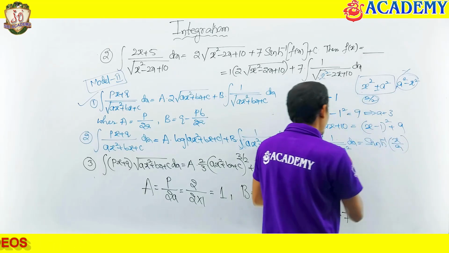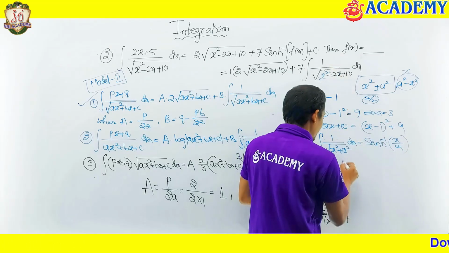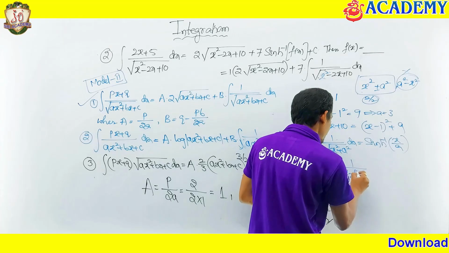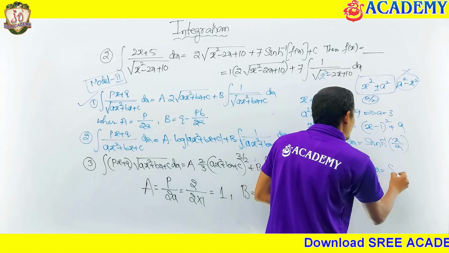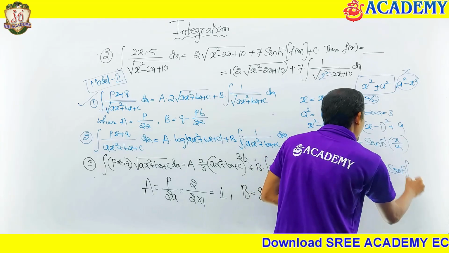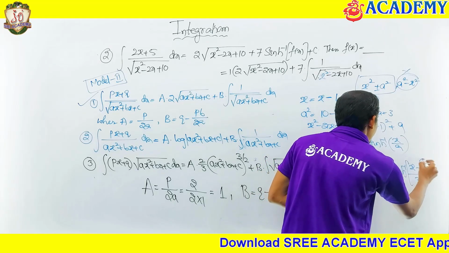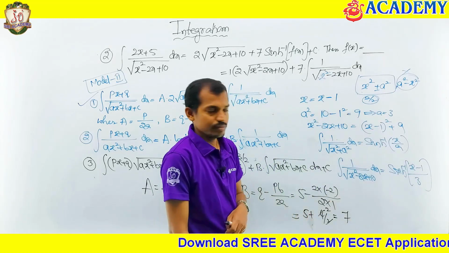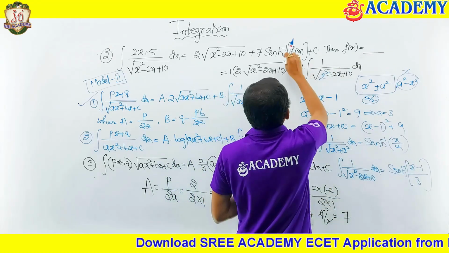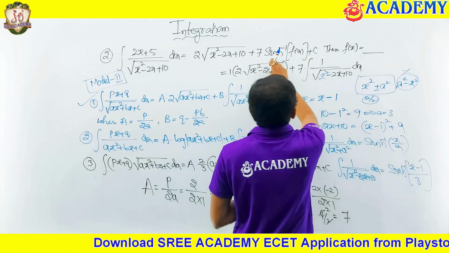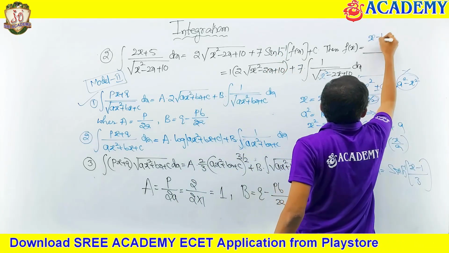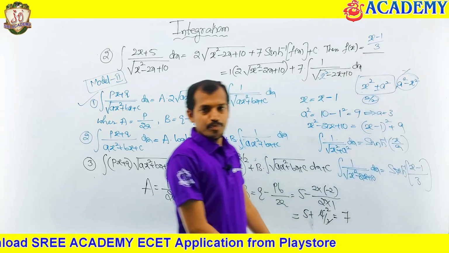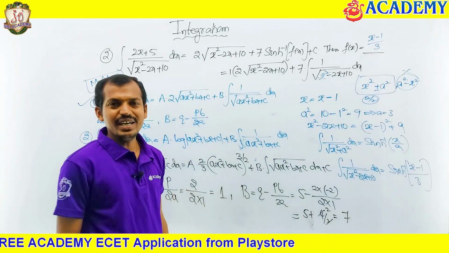Here, with the x value, the integral of this function, integral of 1 divided by root over x square minus 2x plus 10, is going to be sinh inverse. x is nothing but x minus 1, a is nothing but 3. This value only we require. Here we have only sinh inverse, and in place of f of x we have x minus 1 divided by 3.